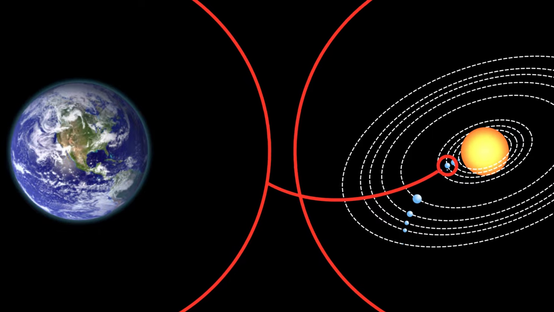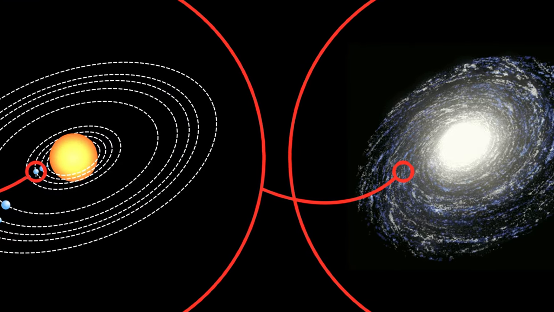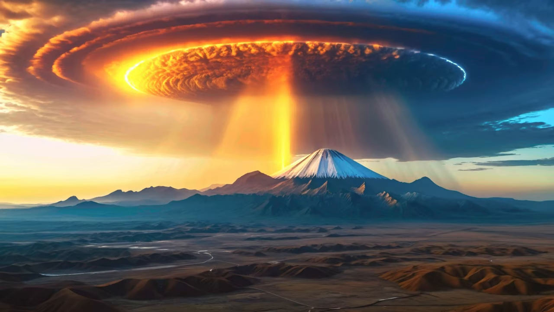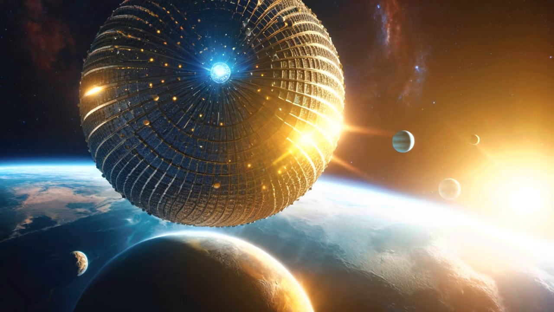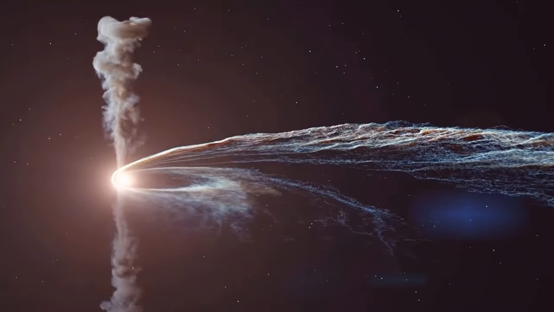The Kardashev scale, proposed by Russian astrophysicist Nikolai Kardashev, is a hypothetical framework for measuring a civilization's technological advancement based on its energy consumption. It's divided into three types. Type 1, harnessing all energy available on its planet. Type 2, controlling the energy of its entire star. And type 3, harnessing the energy of an entire galaxy. As civilizations progress, their energy needs increase exponentially.